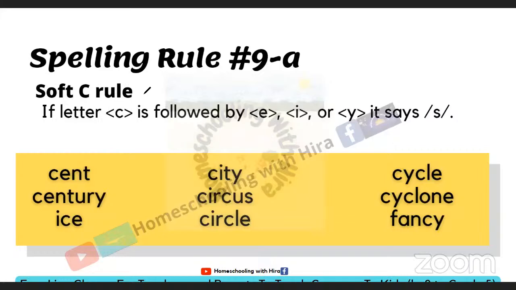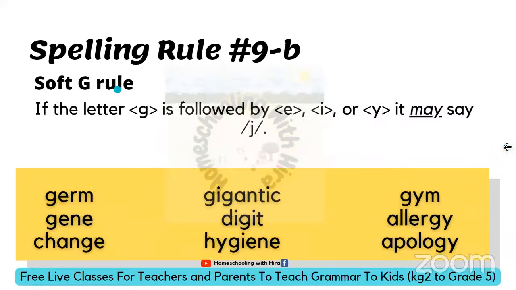Soft C rule. I have given you the soft C rule very nicely yesterday. I guess everybody has got it. Whenever C is followed by E, I, or Y, C says the letter S sound. Send, century, city, circle, cycle, cyclone, fancy. Soft G rule. Letter G may say the J sound whenever it is followed by E, I, or Y. Germ, gene, change, gigantic, digit, hygiene, gym, allergy, and apology.